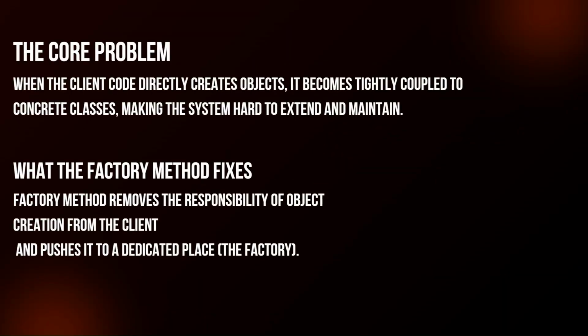Before going into the details of the factory method design pattern, we will see what core problem it solves. When client code directly creates objects, it becomes tightly coupled to concrete classes, making the system hard to extend and maintain. And what does factory method fix? Factory method removes the responsibility of object creation from the client and pushes it to a dedicated place, which is called the factory. So now let's flip to Visual Studio and see how the factory method design pattern is implemented.